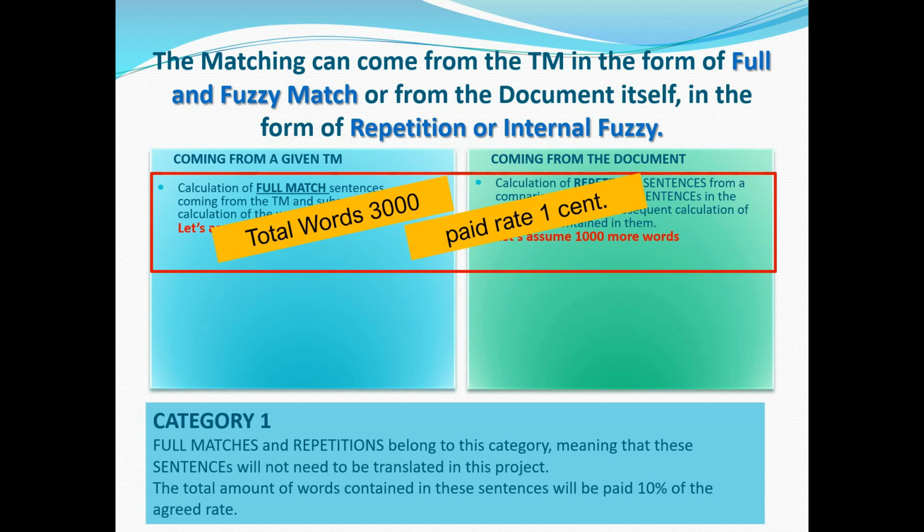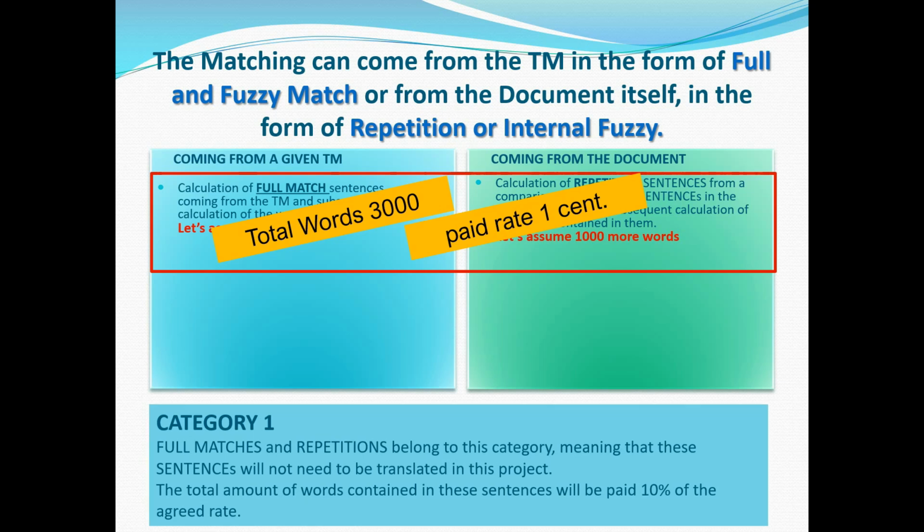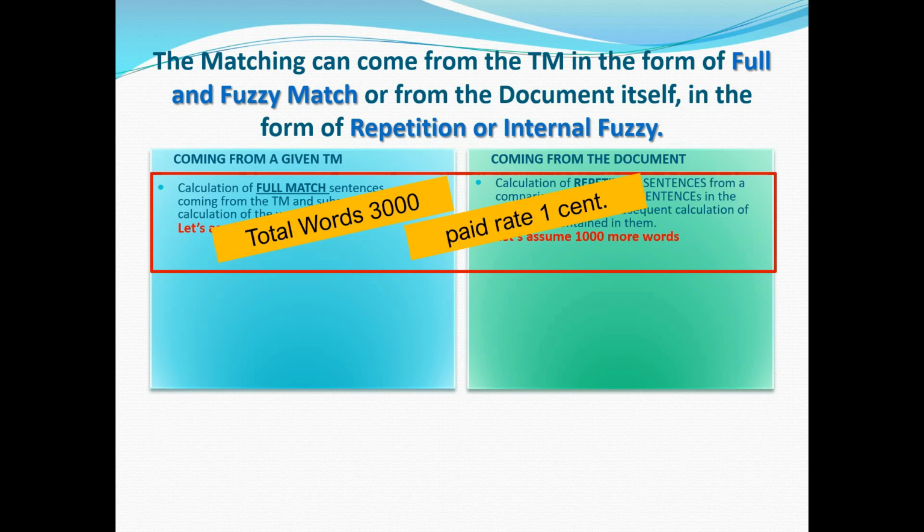This reasoning is related to the agency. So when I'm paid by the agency, because the agency will carry out the analysis report, the agency will tell me that even if the document contains 10,000 words, those words are not to be translated from scratch as no match. But 3,000, for example, of them are considered full matches or repetitions, and they will be paid 1 cent. Okay, so now we move on and we go to the second category.